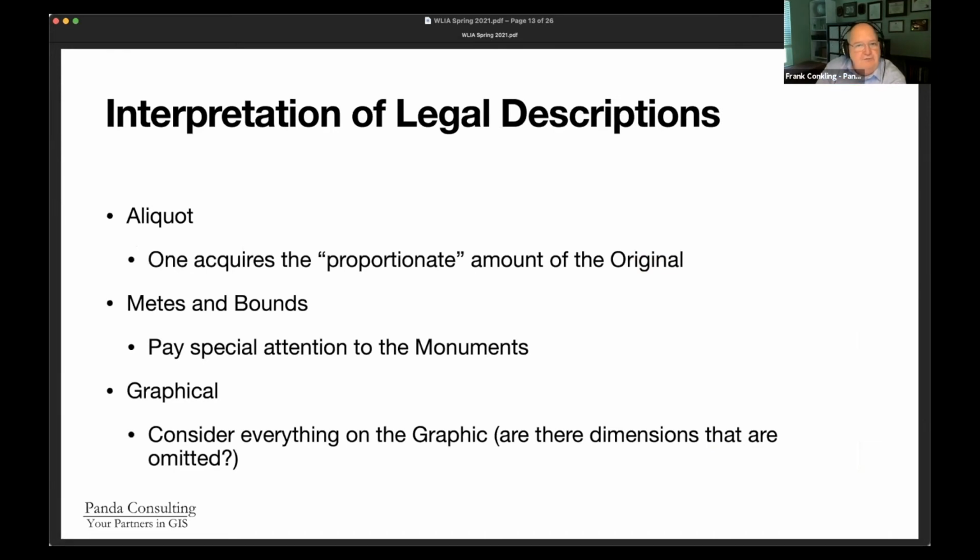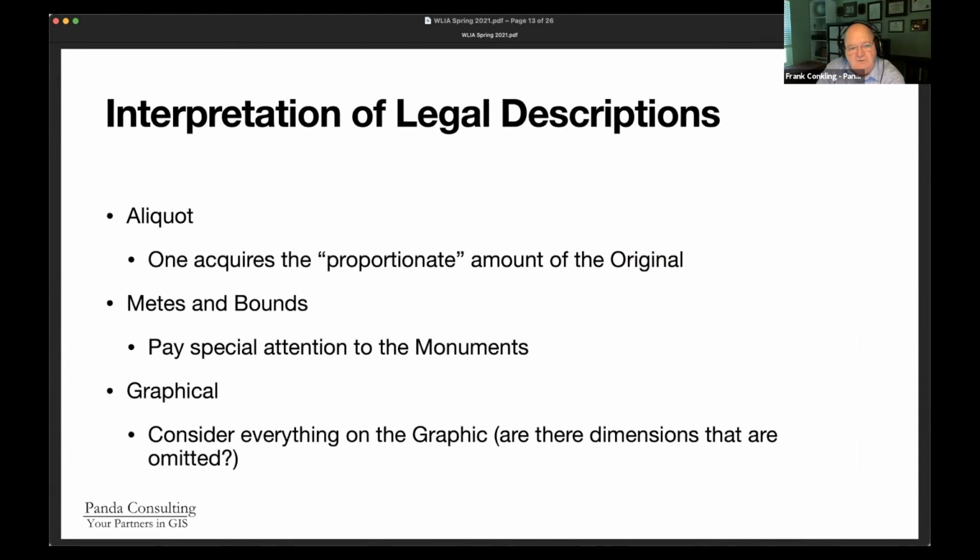There really are only three types of legal descriptions. One is what we call an aliquot. An aliquot is a French word for portion of or proportion of, in which one acquires a proportionate amount of the original. Then there's a metes and bounds description.